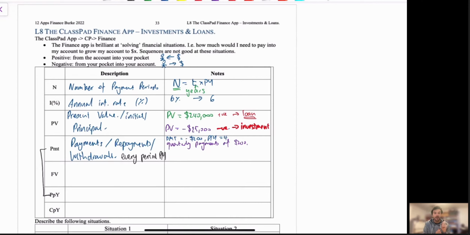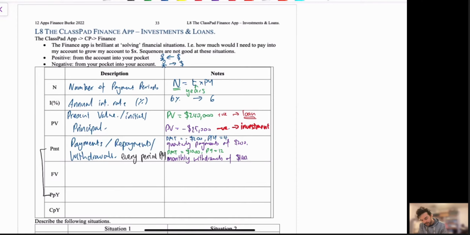So $200 every quarter. Another situation might be, I might have PMT is equal to $1,000 and PY is equal to 12. Now, if it's positive, it means money's coming into your wallet. That means you're making withdrawals monthly of $1,000. Okay? So they're really, really useful, talking about these two things together, payments and payments per year.